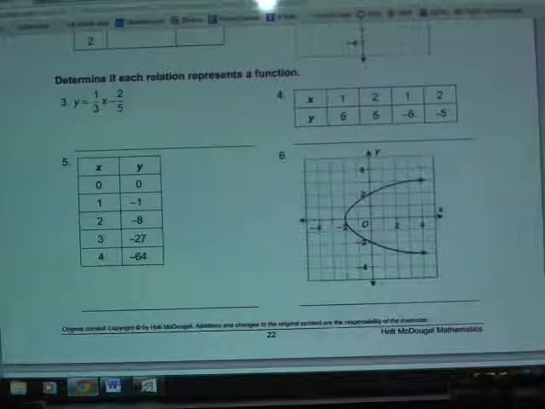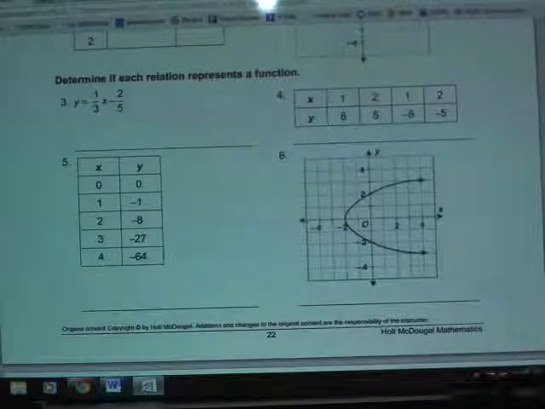All right, let's go ahead and go down to the bottom here. In 3, 4, 5, and 6, the approach to these is the same, because in each we're trying to figure out if the relation represents a function. There's a couple ways we can figure out if something is a function. If it's a graph, we can use the vertical line test that we saw in the instruction today.